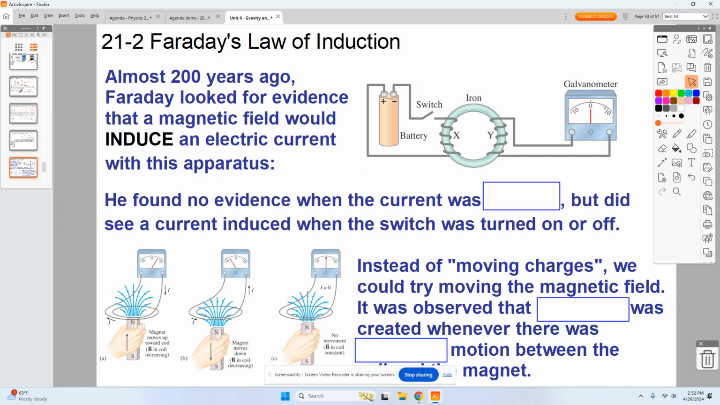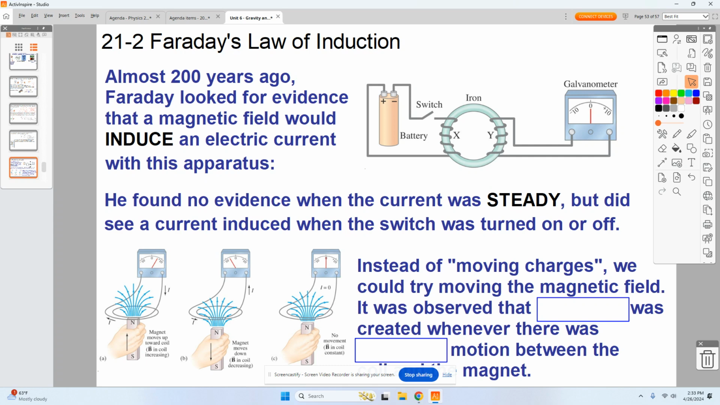It's pretty sensitive. He found no evidence that any current was generated when the current flowing through that system was steady. Didn't find any evidence of that. What he did find is that when he turned the switch on or when he turned it off, he saw the needle go one way or the other.